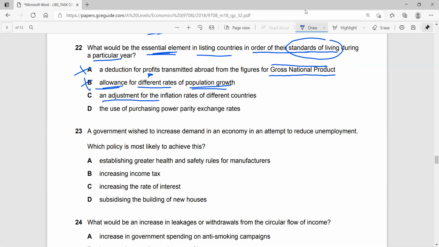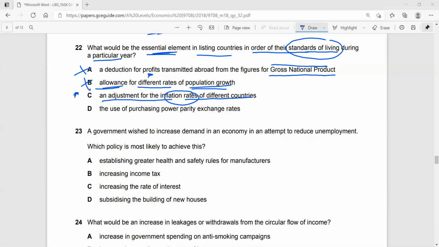An adjustment for the inflation rates of different countries. I mean, you should adjust for the inflation rates of different countries, because that gives you an idea of the purchasing power. So this could be an option. Let's keep this in the bank. The use of purchasing power parity exchange rate. So what are purchasing power parity exchange rates?